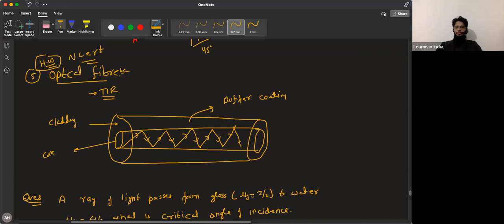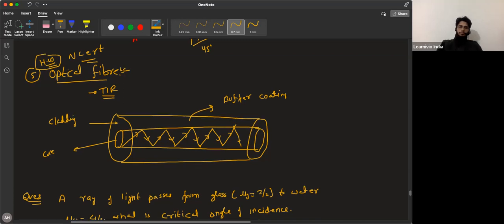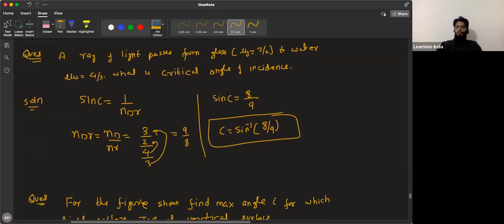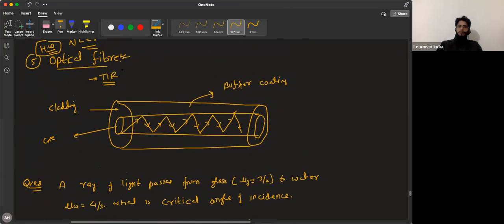Do this numerical. It is a straight formula-based question. The rest of the numericals will use other steps, but this is formula based. You need the critical angle of incidence. Just get the value of the refractive index of denser with respect to rarer. 1 by that refractive index is sin c.